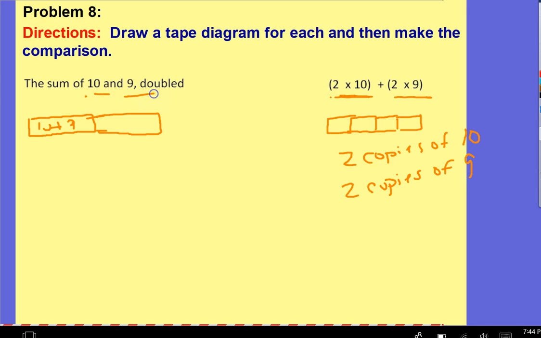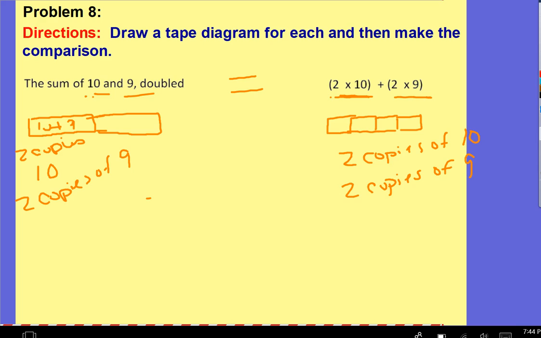Well, that's really what I'm doing here. I'm taking 10 twice, so 2 copies of 10, and 2 copies of 9, which is exactly the same thing. So these two are equal.